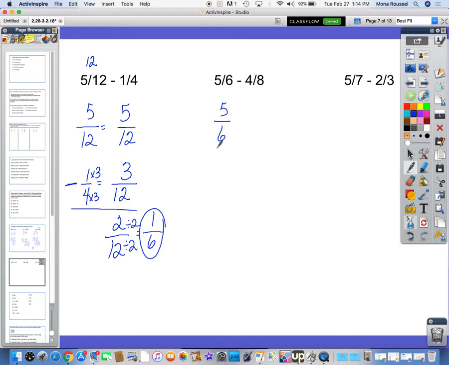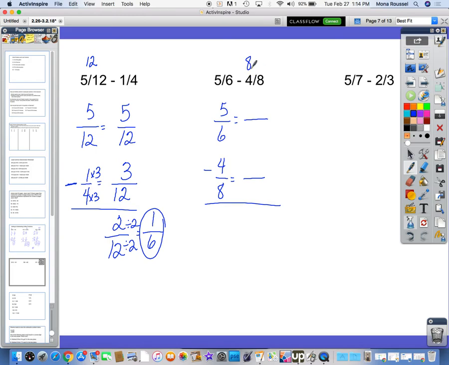Next we have 5/6 minus 4/8. We have to find common denominators. We start with the higher denominator, 8. Now, if you start with 6, you're still going to find the least common denominator. It's just going to take you a little longer than if you start with 8.